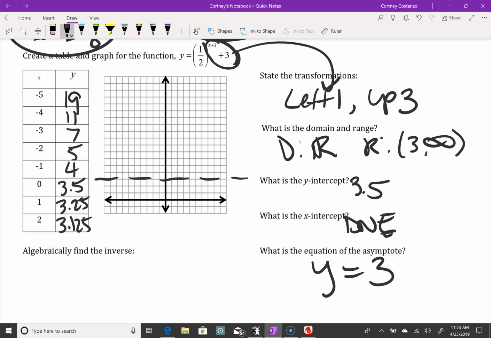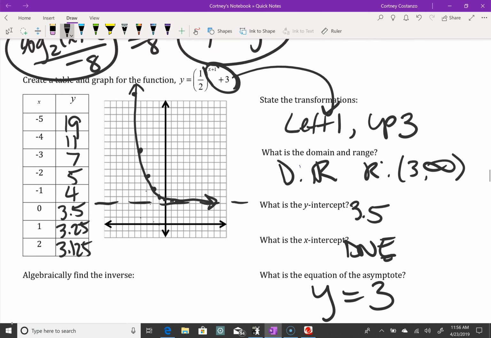And so if I take the time to plot these points, -1, 2, 3, 4, 5, all the way up 19, that goes just slightly off the grid there. -4, up 11. All right, there's my points plotted. I'm going to connect them with a nice curved line. Remember, don't go below the asymptote. It should scoot right on top. It was a decay graph, and then it's asking us to algebraically find the inverse, so this is the last piece that we'll do today.